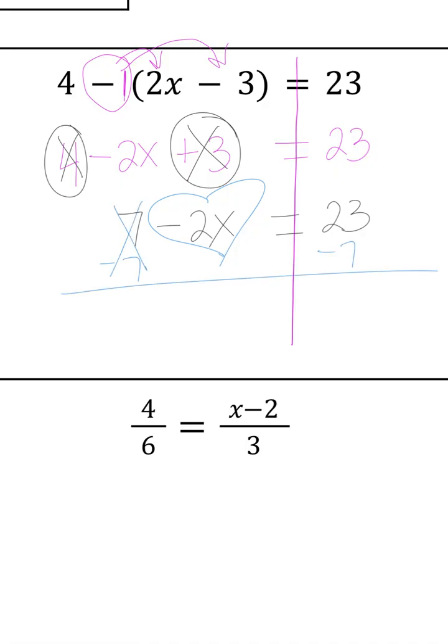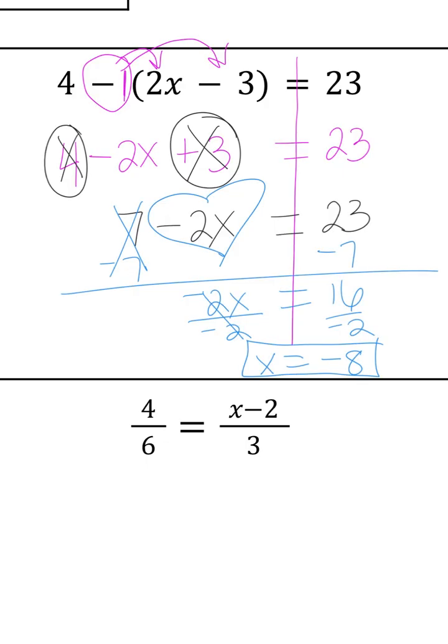So over here, my 7's cancel. I'm going to bring down my -2x, and that is going to equal, what is 23 minus 7? 16. All right, how am I going to get this couple to break up? Divide by -2 on both sides. Here that cancels, and x equals, what is 16 divided by -2? -8. Is my variable happy and single?